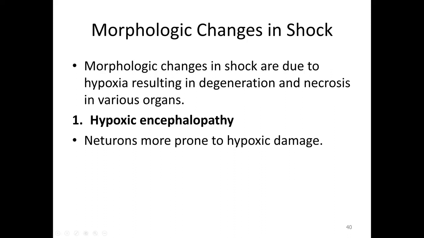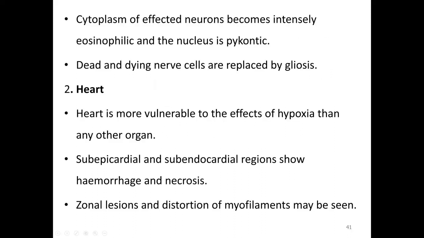Now, as we know that morphological changes in shock are due to hypoxia, resulting in degeneration and necrosis in various organs. Hypoxic encephalopathy, neurons are more prone to hypoxic damage. Cytoplasm of affected neurons becomes intensely eosinophilic and the nucleus is pyknotic. Dead and dying brain cells are replaced by gliosis.